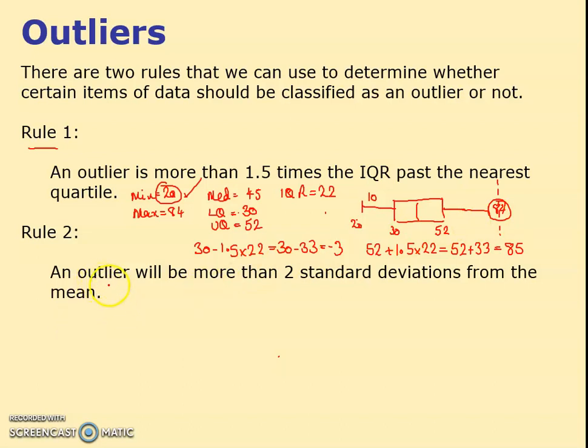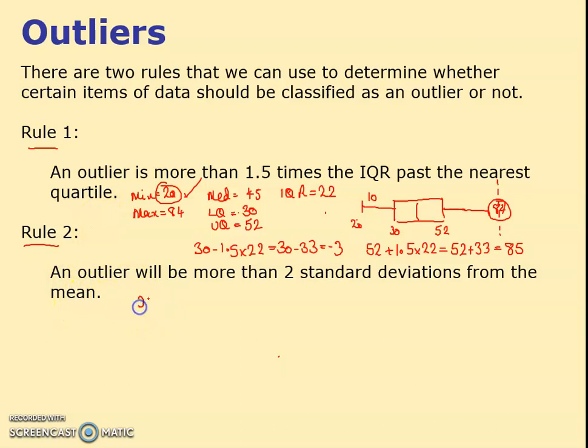And then there's this second rule that says an outlier will be more than 2 standard deviations away. And we have this second rule because sometimes you find the mean and the standard deviation rather than the interquartile range and the quartile. So just bear in mind that you have to use the right rule depending on what kind of data you have.